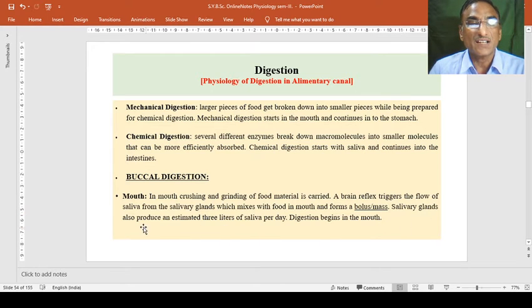Salivary glands produce an estimated 3 liters of saliva per day. The 3 liters of saliva are continuously liberated drop by drop from the salivary duct opening into the mouth, and digestion begins in the mouth. So actual digestion starts in the mouth, the first part of the alimentary canal.